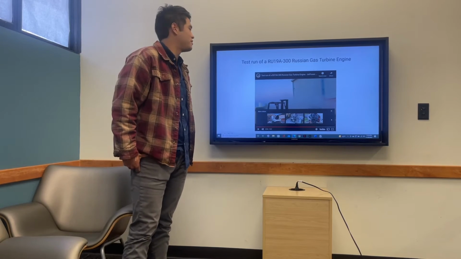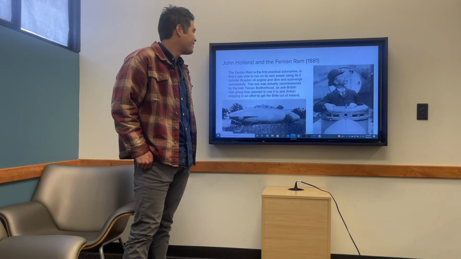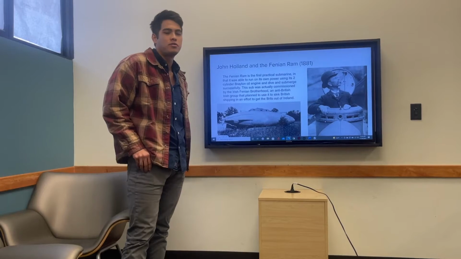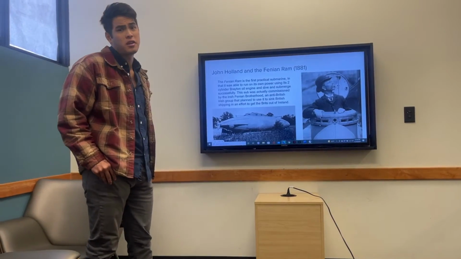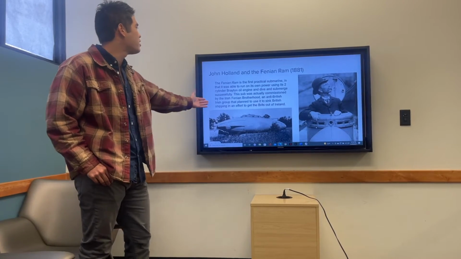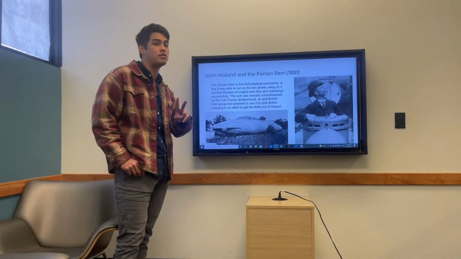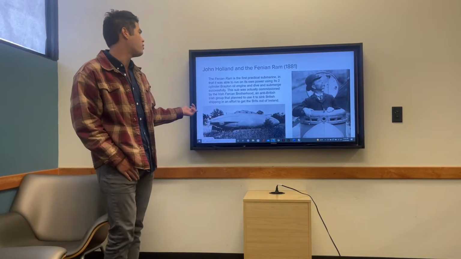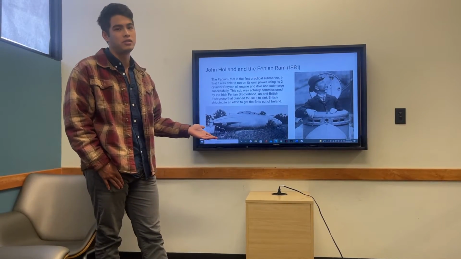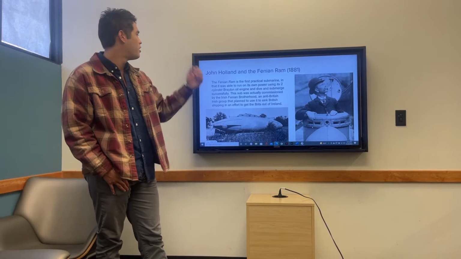Pretty powerful, as you can see, I guess. And so another cool application of the Brayton cycle was the first submarine that was ever produced by John Holland and the Fenian Ram. This is actually his second iteration of the submarine. But it used a two-cylinder Brayton oil engine to be able to actually successfully dive and submerge underwater.